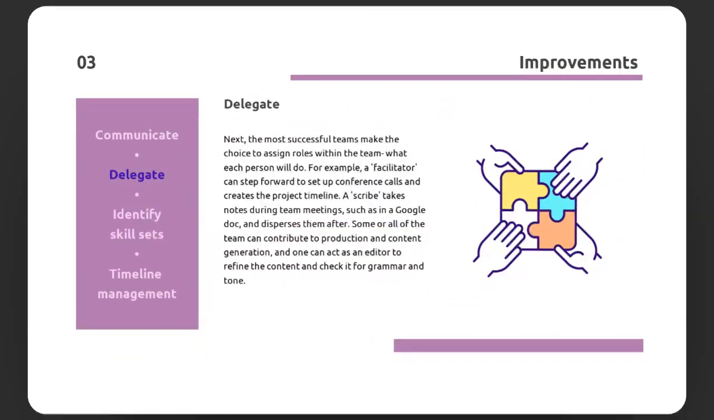Second, delegate. The most successful teams make the choice to assign roles within the team at the beginning of a project, what each person will do. For example, a facilitator can step forward to set up conference calls and create the project timeline. A scribe takes notes during team meetings, such as in a Google Doc, and disperses them after. Some or all of the team can contribute to a production and content generation phase, and then 1 or 2 can act as an editor to refine the content and check it for grammar and tone. This can also be the person who submits the document.